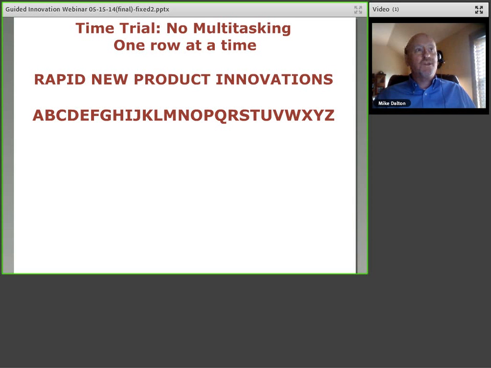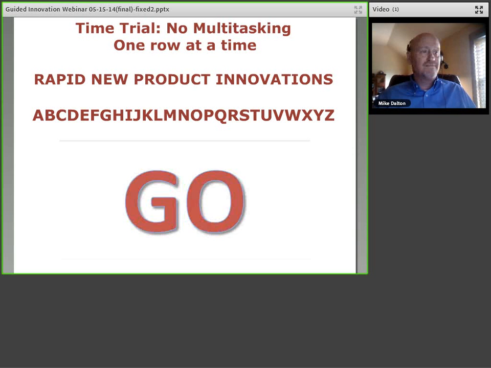And what we're going to do is write these down, right? So in order. So do the first project, writing rapid new product innovations, and then the second one, A through Z. Just one and then the other. And we're going to see how long that takes. So you'll have an on-screen timer. I'll count us down. And when you finish the first project, take a look just to see what the timer says. Try to remember that, and then go on to the next one and finish that. And we'll see how long it takes. So I'm going to count us down now. 2, 1, go.